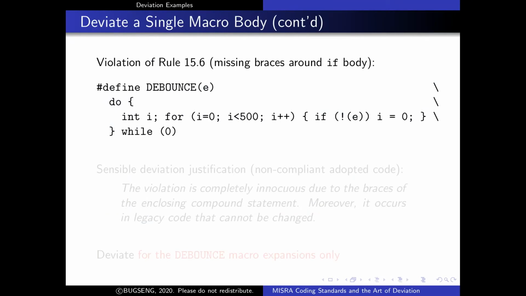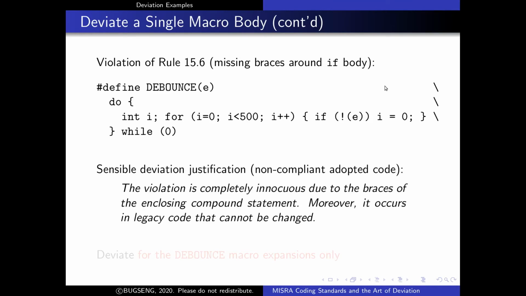Here is an example. So we have a macro which is called debounce, and there is a violation of rule 15.6 because, as you see, the body of the if statement, of the selection statement, is not surrounded in braces. So a sensible deviation justification might be this one. The violation is completely innocuous due to the braces of the enclosing compound statement, which is true. And moreover, we suppose it occurs in legacy code that cannot be changed.